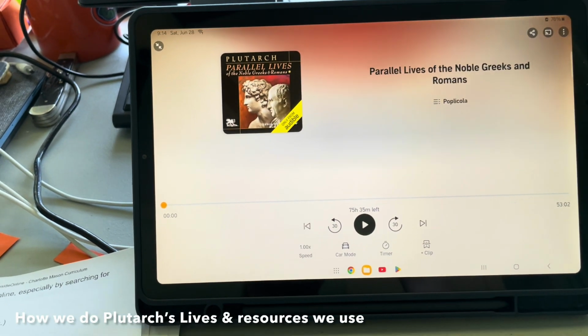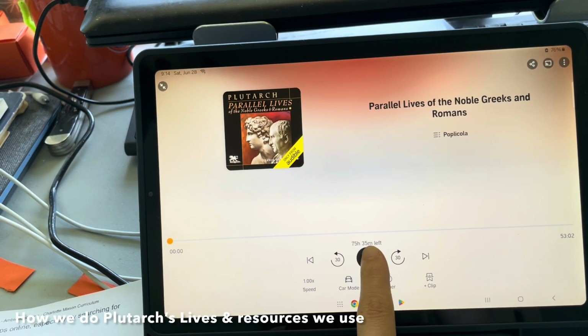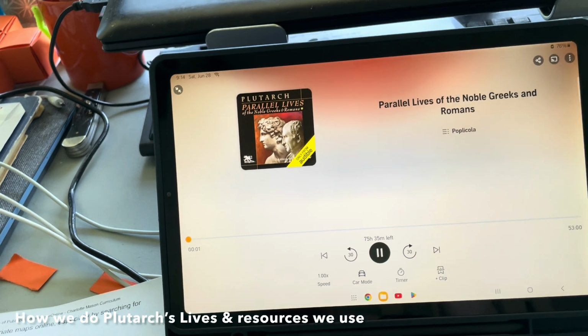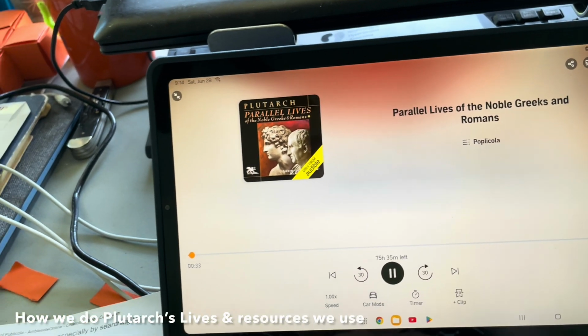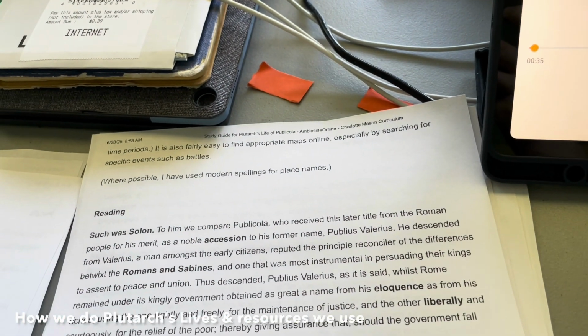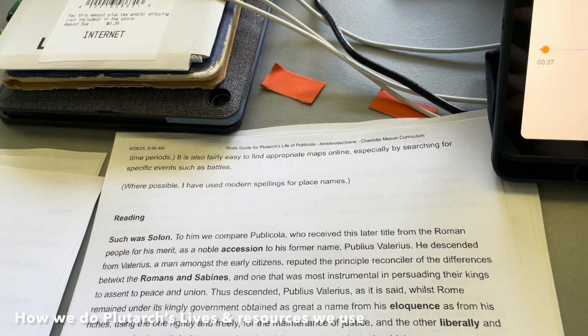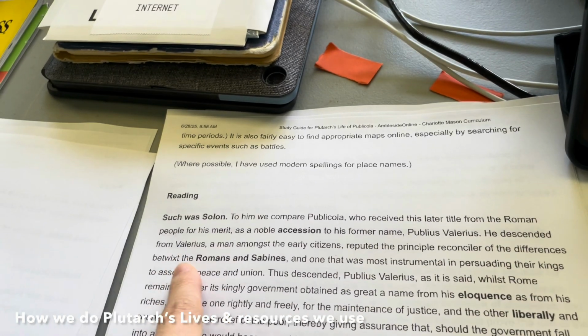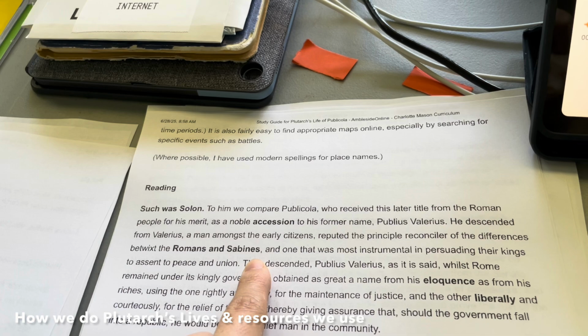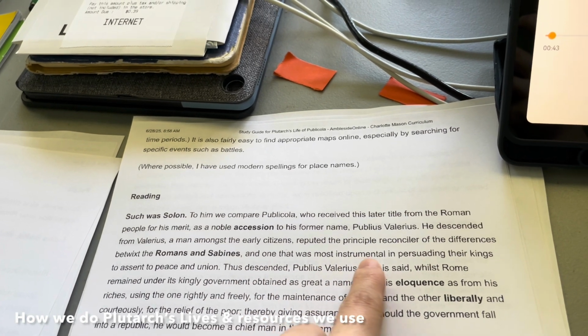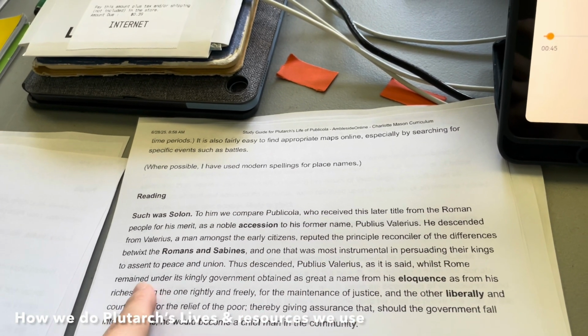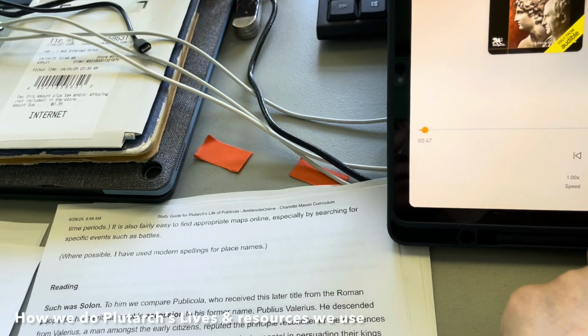So we are going to just the man amongst the early citizens reputed the principal reconciler of the differences betwixt the Romans and Sabines, and one that was most instrumental in persuading their kings to assent to peace and union.